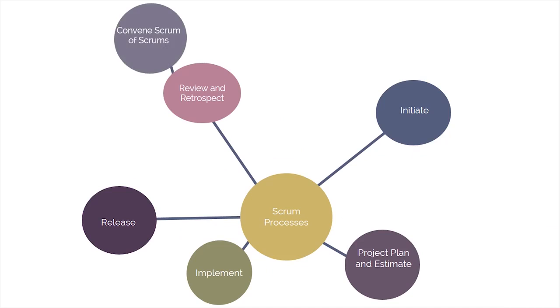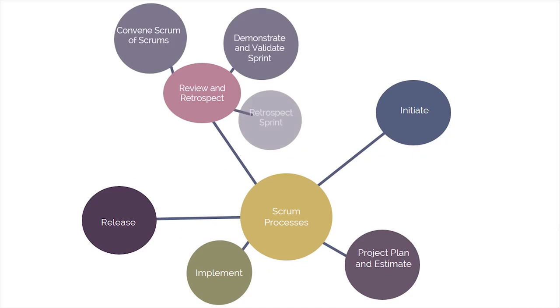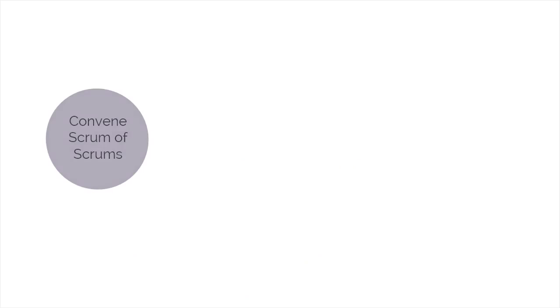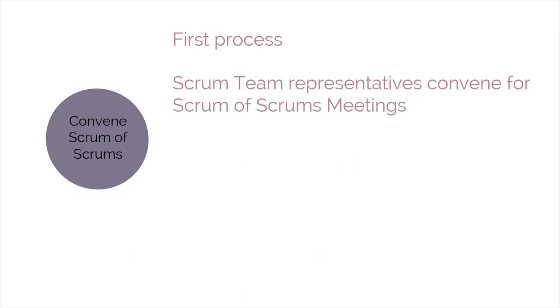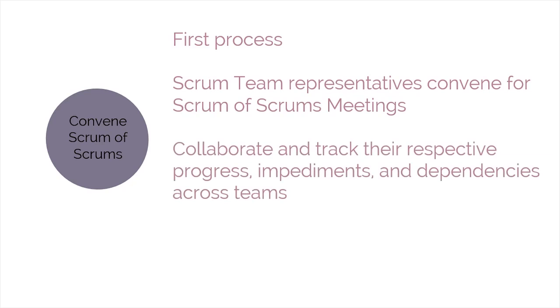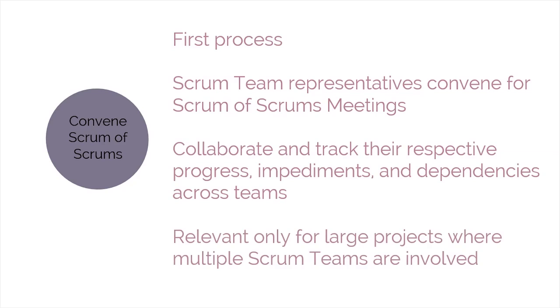The next phase is review and retrospect. There are three main processes that take place during this phase. The first one is convene Scrum of Scrums. In this process, Scrum team representatives convene for Scrum of Scrums meetings in predetermined intervals, or whenever required, to collaborate and track their respective progress, impediments, and dependencies across teams. This is relevant only for large projects where multiple Scrum teams are involved.